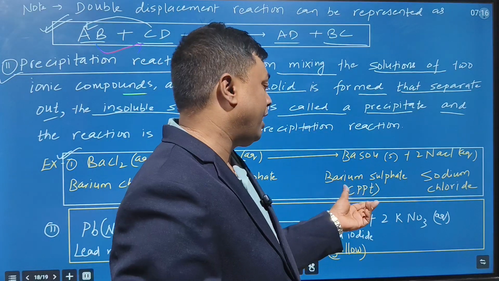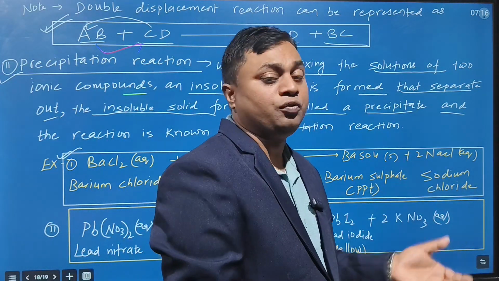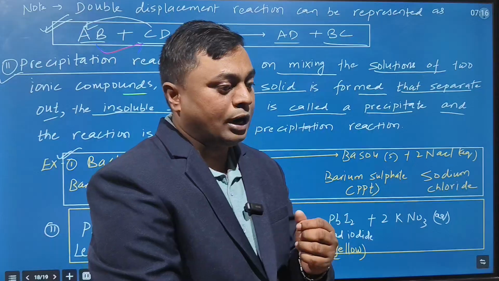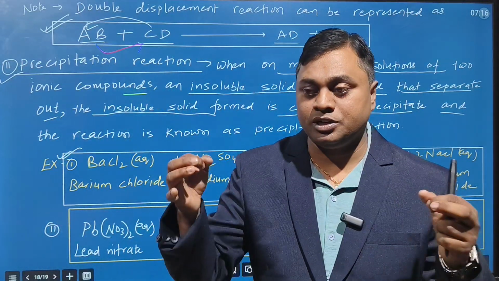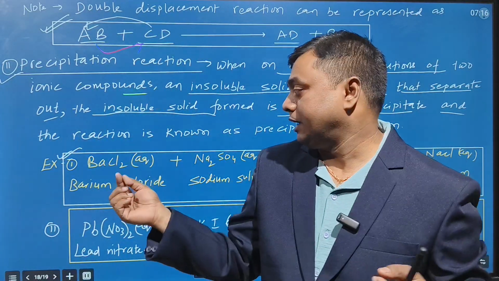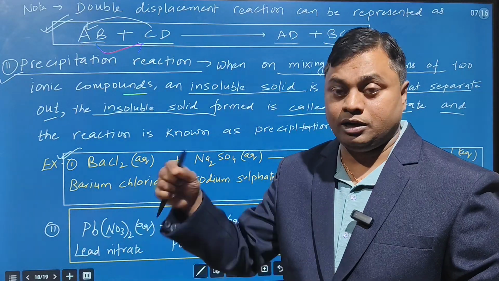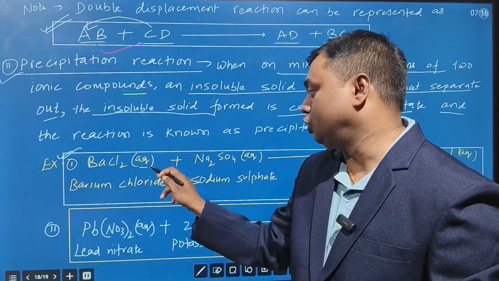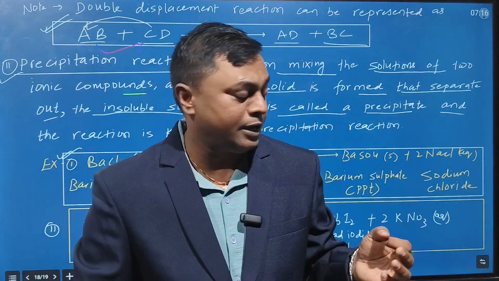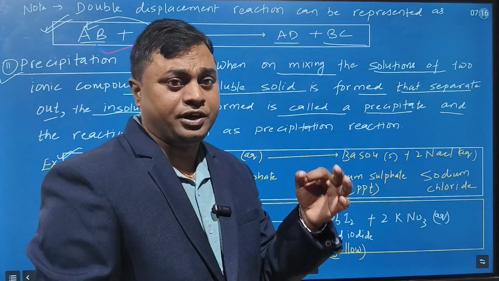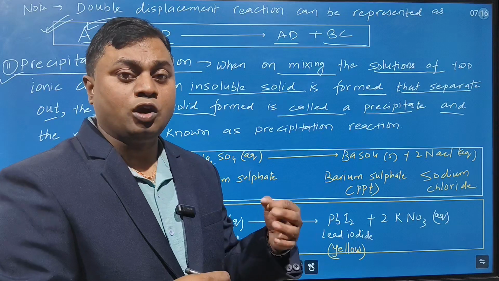A barium sulfate white color precipitate plus 2NaCl, sodium chloride. What happens? We are taking two different test tubes in the laboratory. In one test tube, you take a pinch of barium chloride salt and prepare an aqueous solution. In another test tube, you take sodium sulfate and dissolve it in water.